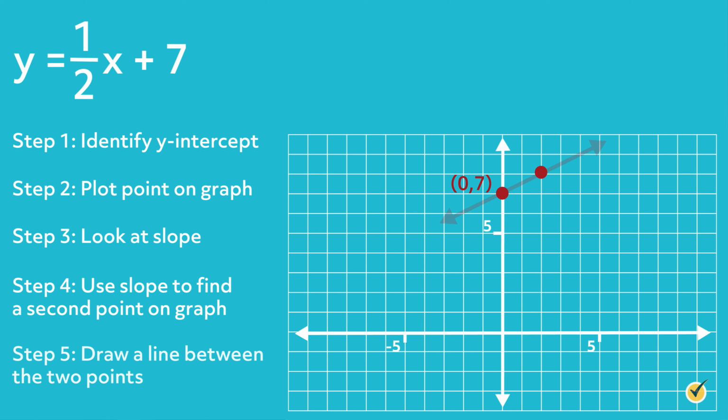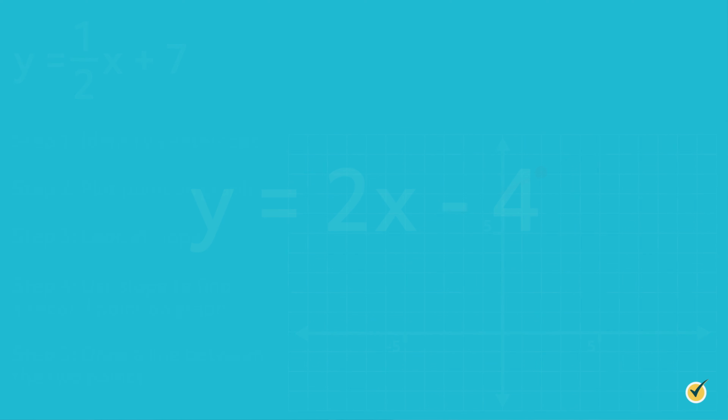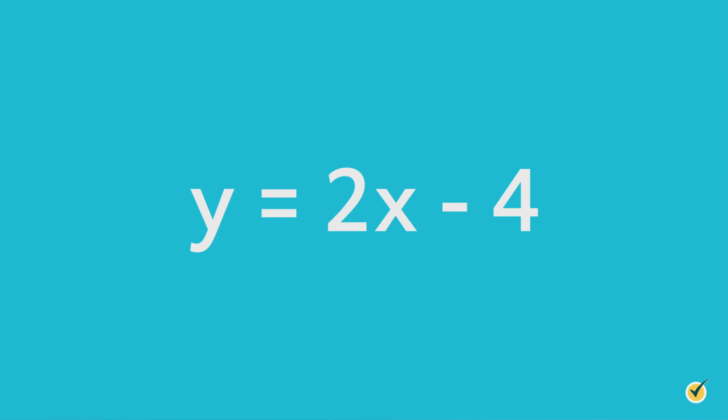So our final step is to draw a straight line between the 2 points, making sure to put arrowheads on either end of the line to indicate that it continues forever in either direction. And it's as simple as that. Let's try another example following the steps we saw above. Graph the equation y equals 2x minus 4.